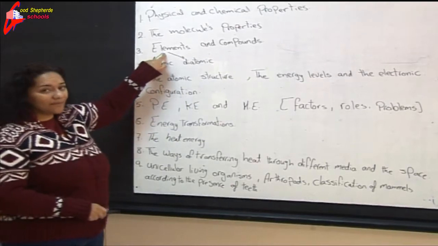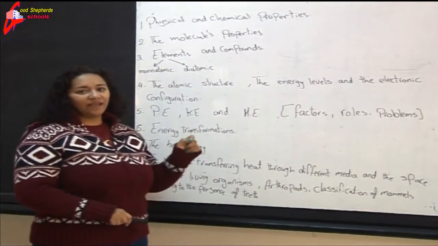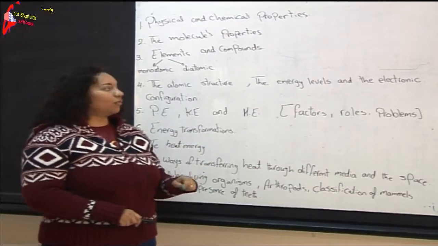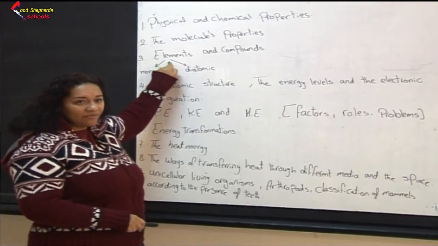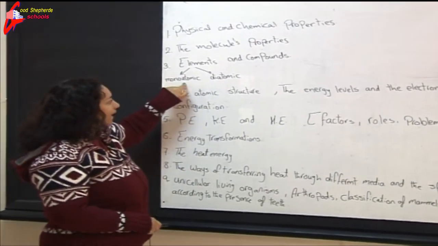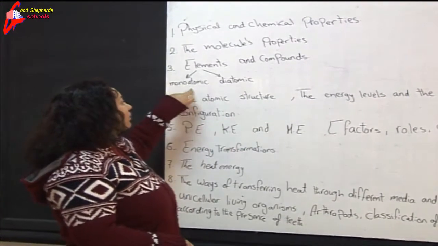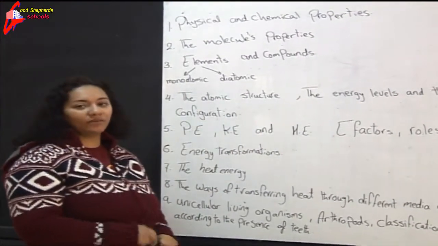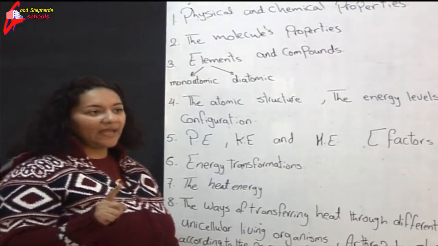The third part is about element and compound. An element is the simplest pure form of matter, which can't be analyzed into a simpler form. The element molecules may be found in the form of monoatomic molecules or diatomic molecules. The monoatomic molecules are the molecules made of only one atom.